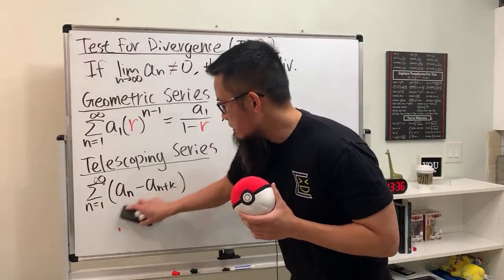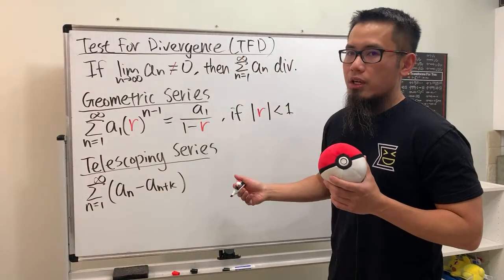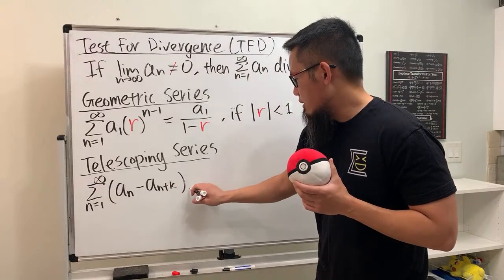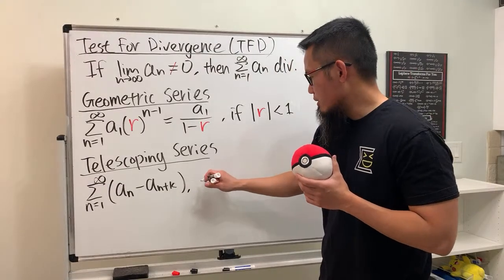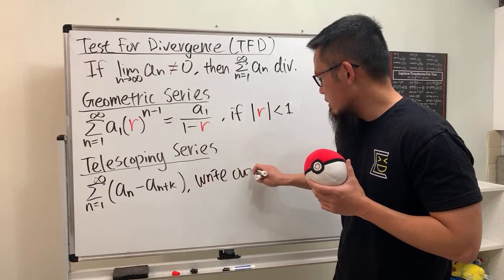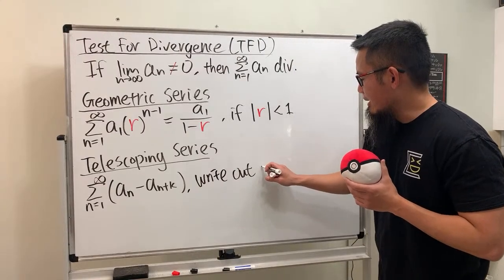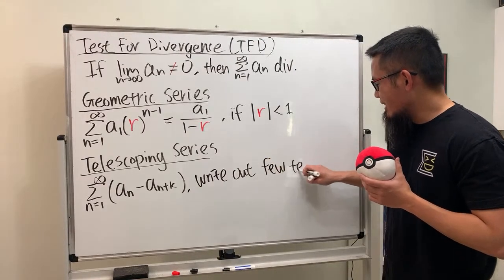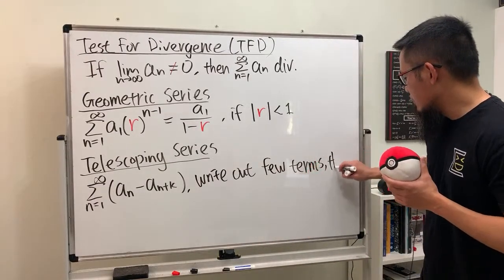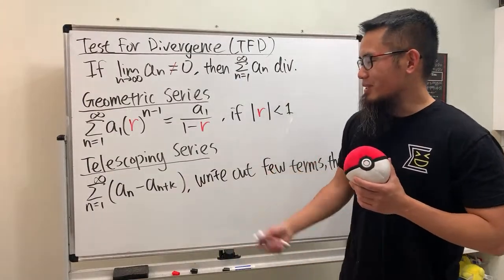And once you have this, you're just going to write down a few terms and then just cancel things out. So perhaps I'll just write it down right here for you guys. Write out a few terms, then cancel, then just work it out. Alright. Because for this one right here, once you see it, you will know what to do.